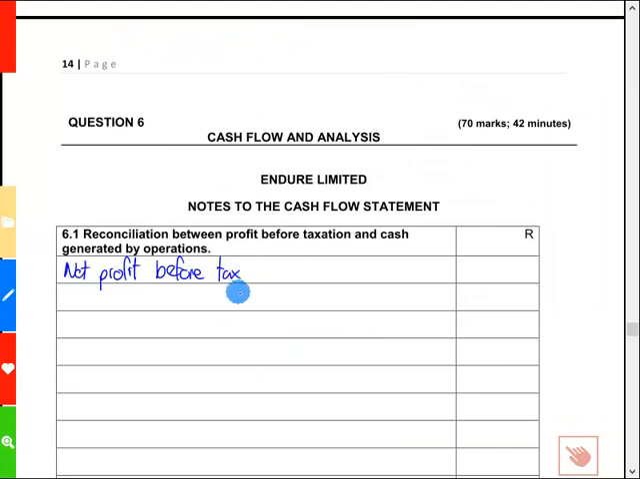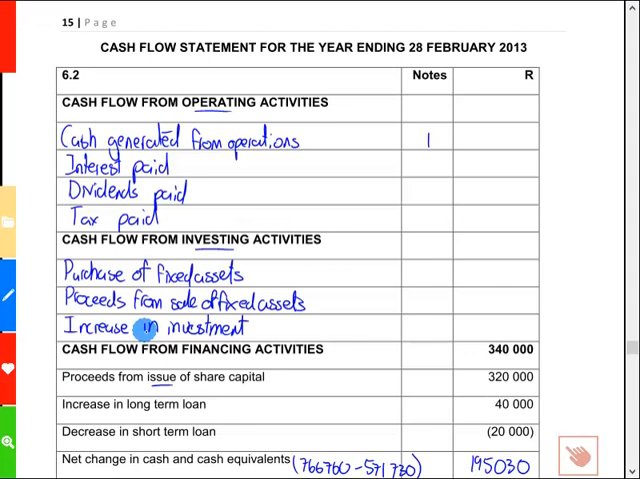Let's do that first. Okay, so let's take out our depreciation. We're going to add back depreciation, and we're going to add back interest expense. Why do we add back depreciation? Because it is a non-cash flow item. Why do we add back interest expense? Because it is separately disclosed. We've got a separate line item, so we don't want to have it in our net profit twice.